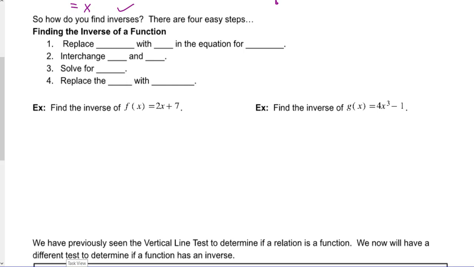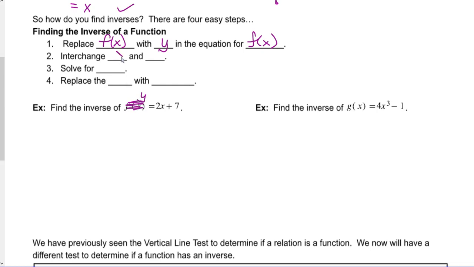So here we go. We're going to replace f of x with y in the equation for f of x. Okay, so the original function, or if it's g of x, whatever the original function is, remember that f and g we can interchange. We're going to take that away and make it a y value, okay?